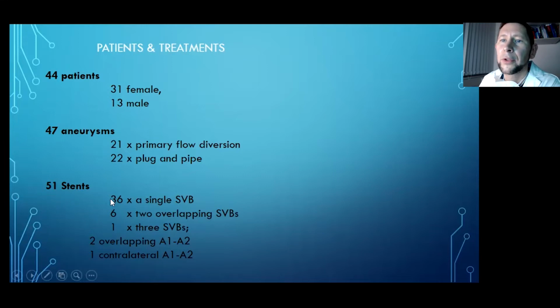So 36 cases were done with a single Silk Vista baby. 6 cases required 2 overlapping Silk Vista babies. 1 required 3. And there was one case where we used one Silk Vista baby in the contralateral A1, A2, and two overlapping in the ipsilateral A1, A2 to isolate the ACOM A.